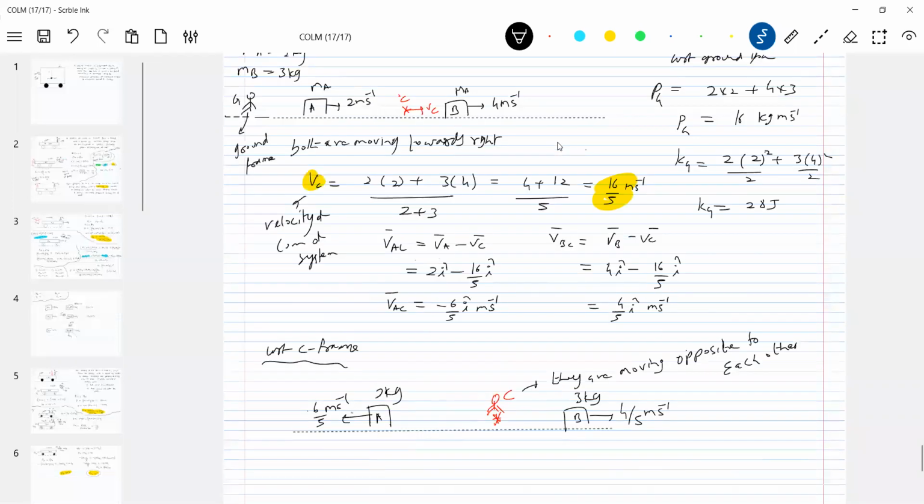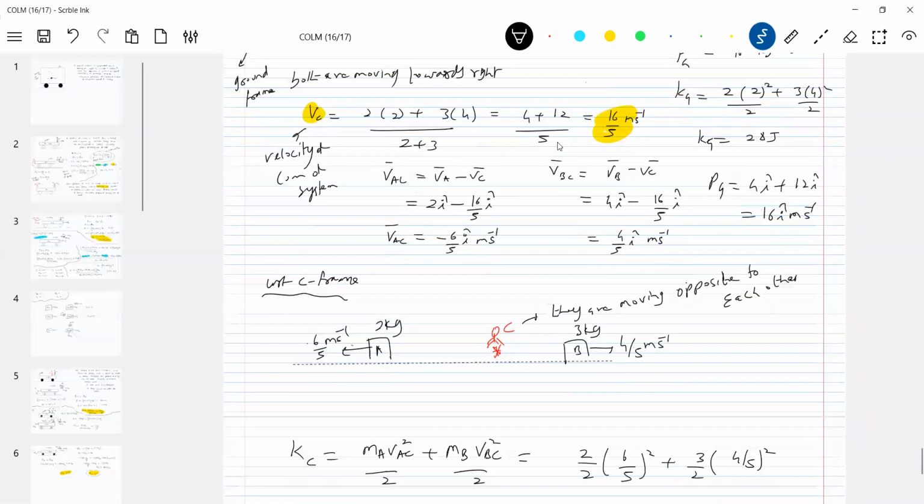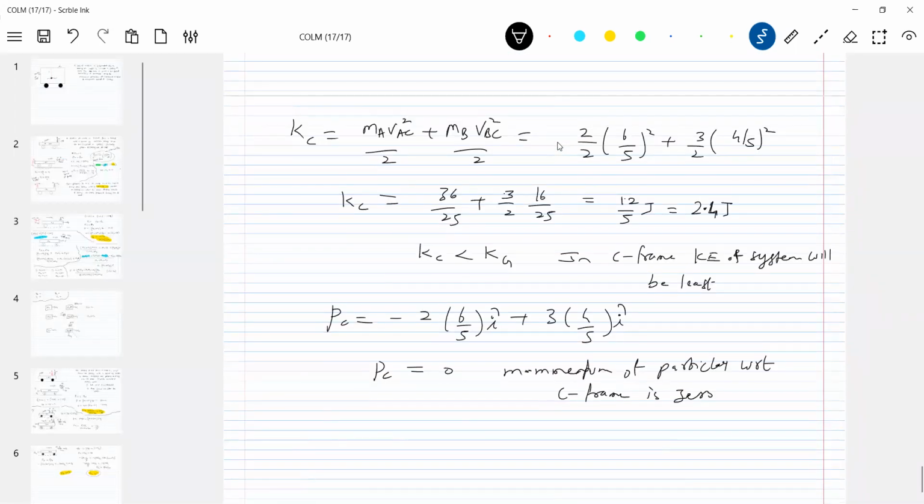In the ground frame, there was no problem. You see, what was the momentum of the system? You can calculate the momentum, how much it is: 4 I cap plus 4 into 3, 12, 16 I cap meter per second. Both kinetic energy as well as momentum are non-zero. What about in the C frame? Kinetic energy is the least and the momentum with respect to center of mass will be 0.